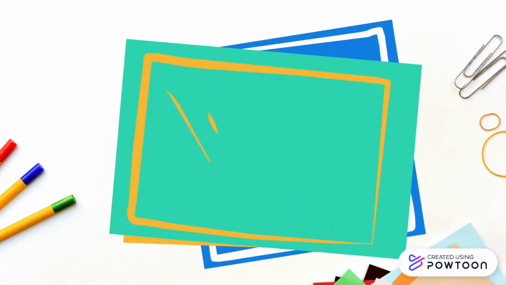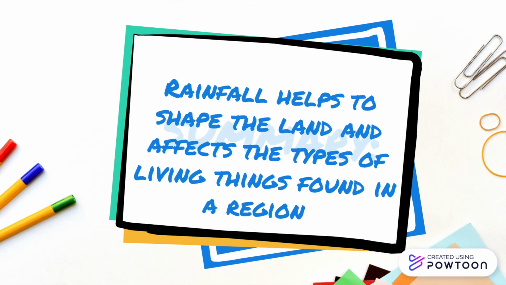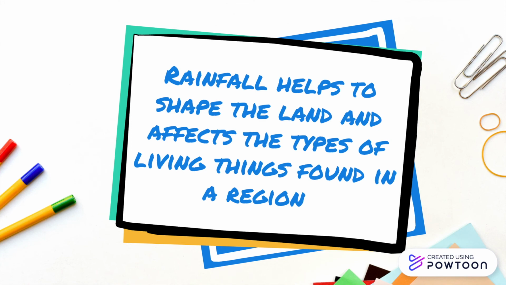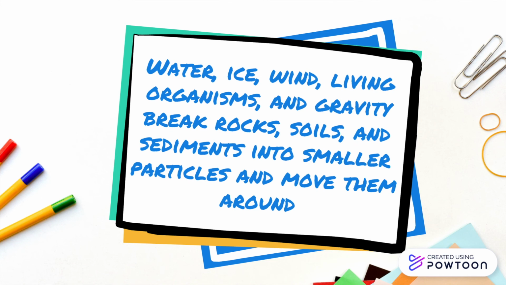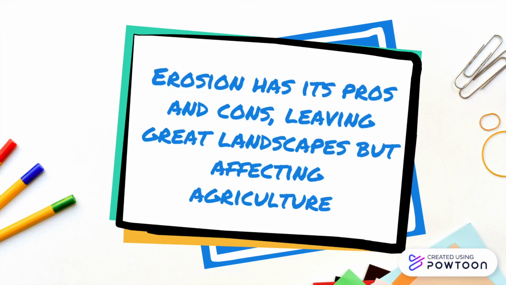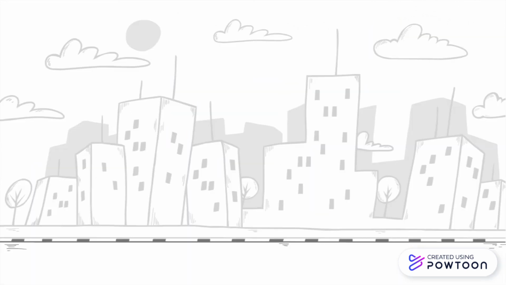So, what did we learn today? We learned that rainfall helps to shape the land and affects the types of living things found in a region. There are many factors that affect the rate of weathering. Water, ice, wind, living organisms, and gravity break rocks, soils, and sediments into smaller pieces and move them around. Erosion has its pros and cons, leaving great landscapes, but affecting agriculture.